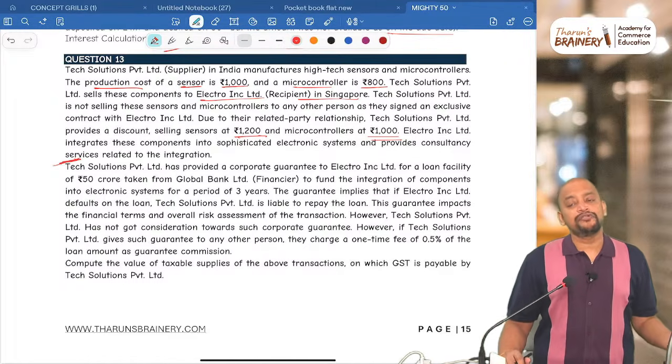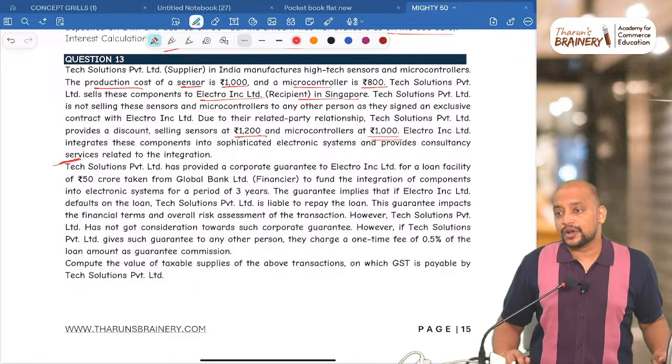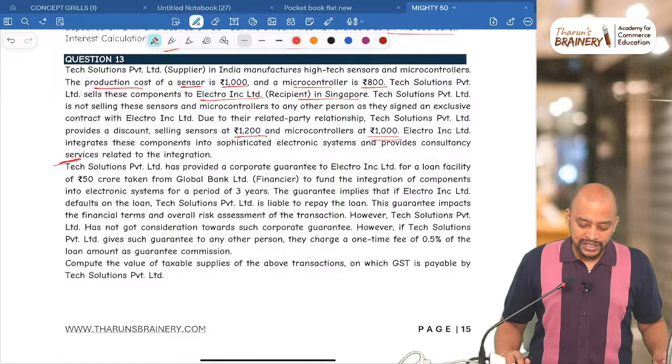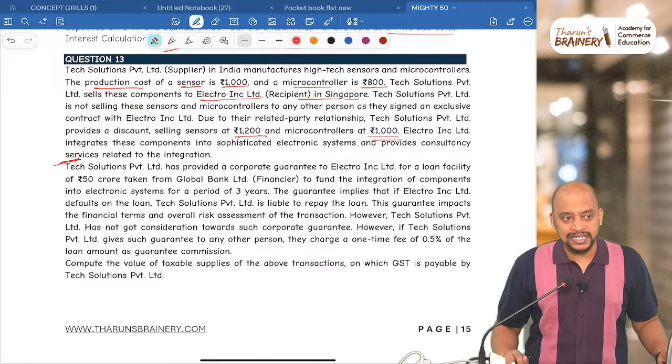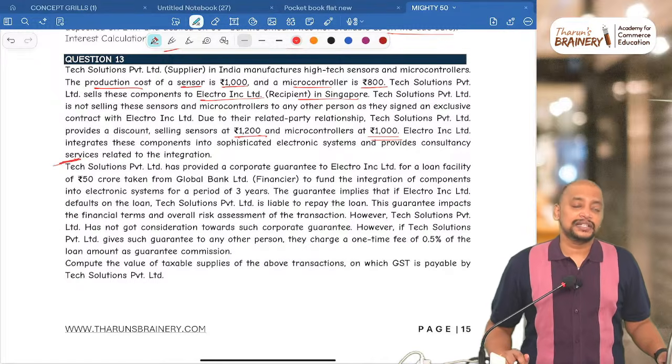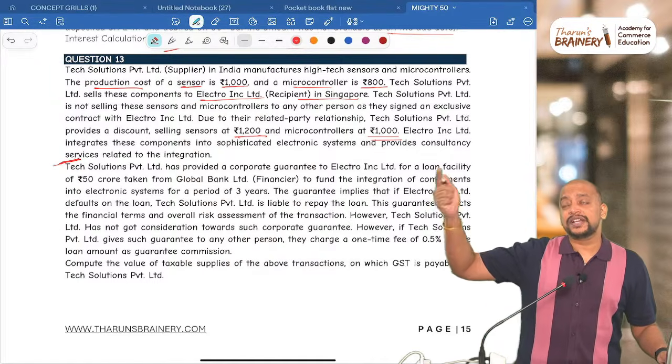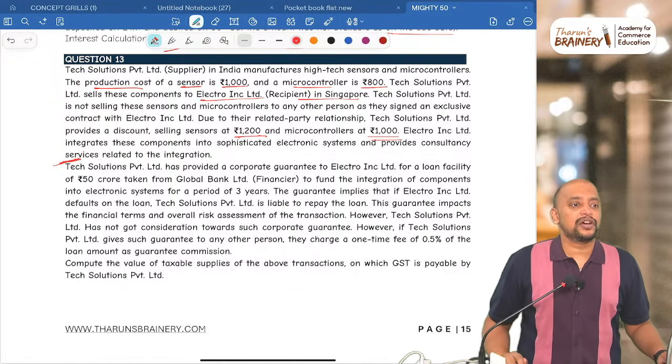Fine. Then we go for cost plus 10%. What is that? Cost plus 10%? That is 1000 plus 10%, 1100. 800 plus 10%, 880. That will be taken as the value. Sir, can't we take the resale price into 90%? No, because they are not selling it as such.